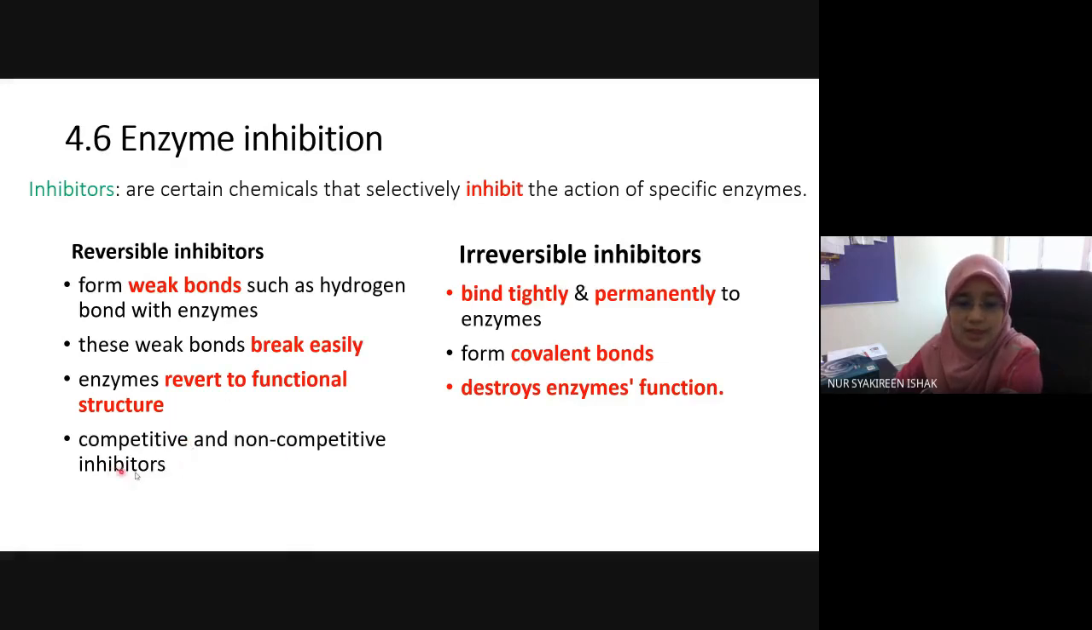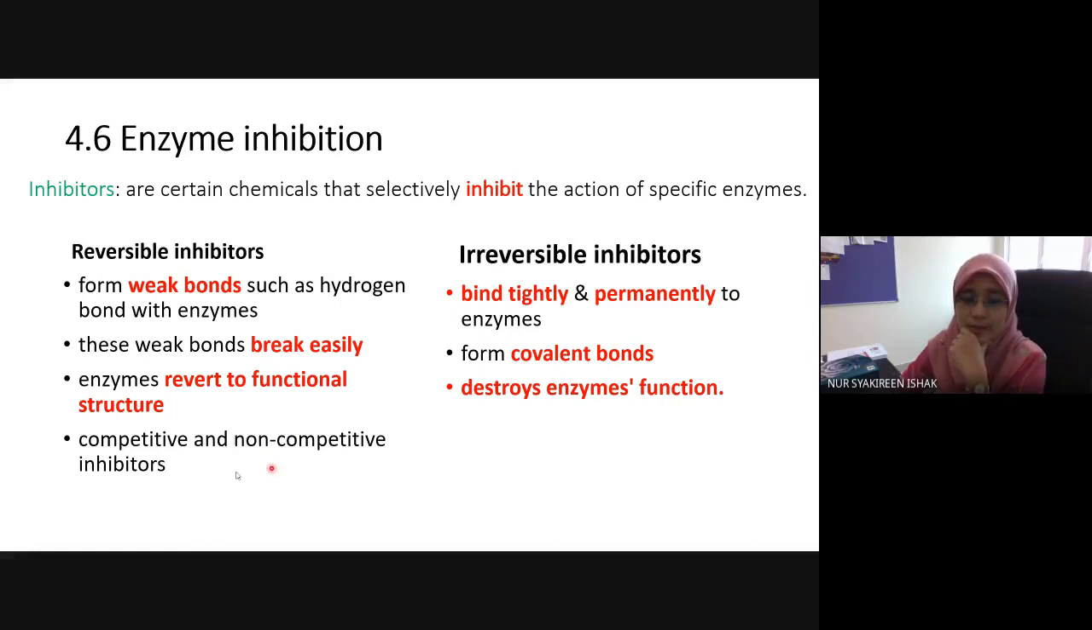For the non-competitive inhibitors, they will bind to a site we call the allosteric site of the enzyme. So why do we call it competitive inhibitors and non-competitive? For competitive inhibitors, because it binds to the active site of the enzyme, it will compete with the substrate to bind to the active site.